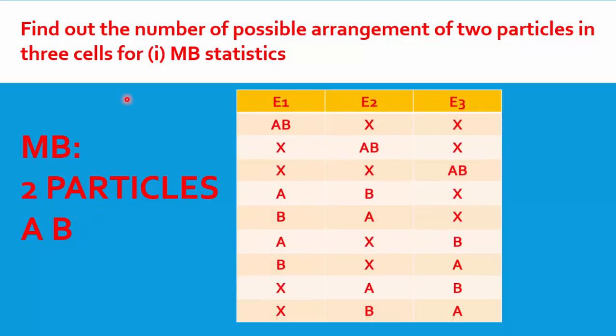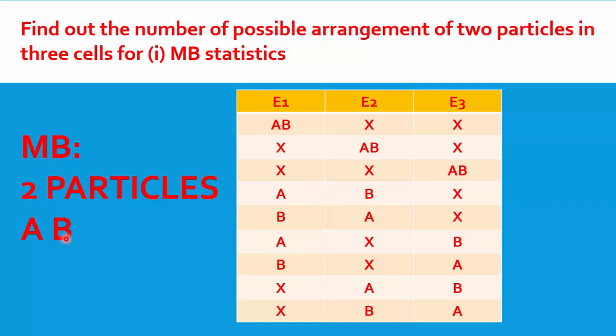Now I have three cells or three quantum states or three energy levels, you can say. Let us say the energy levels are E1, E2 and E3. So you have three cells and you have two particles. Now how will you arrange these particles, or in how many ways can you arrange these particles? This number of ways will give you the number of microstates.